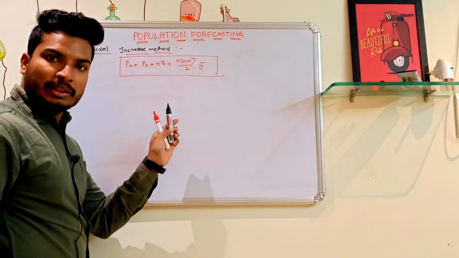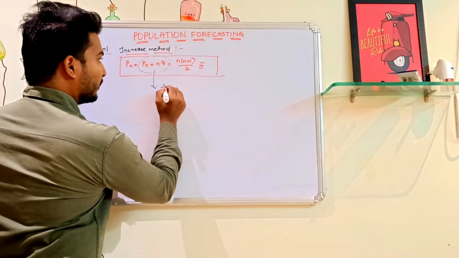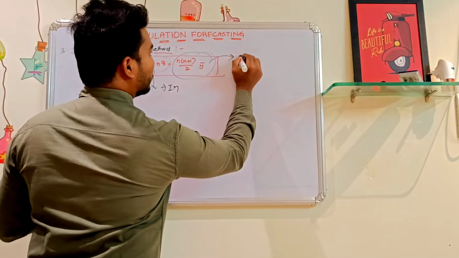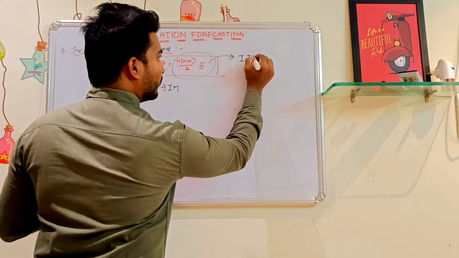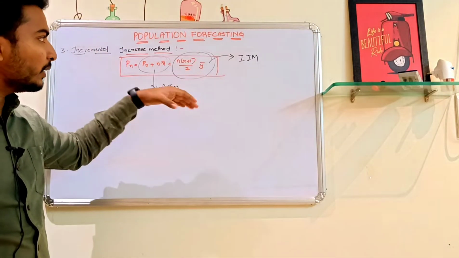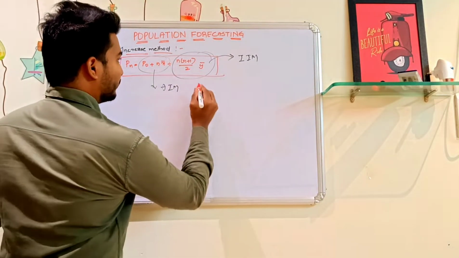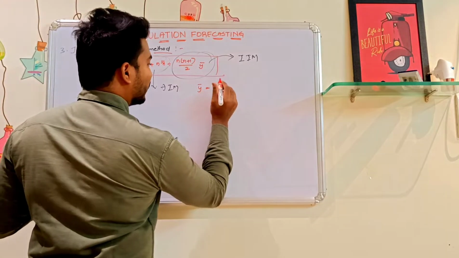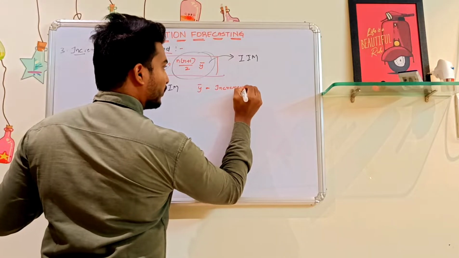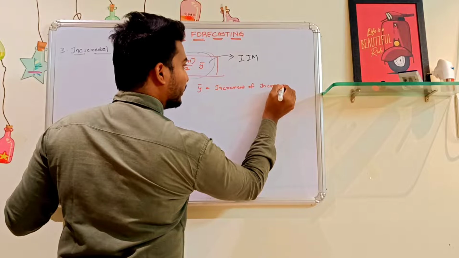So this is the formula for the incremental increase method. This is already the formula for arithmetic increase method. So this is the extension for incremental increase method. So this is the arithmetic increase method, but we add another term, that is y bar. What is y bar? Y bar is the increment of increase in population.